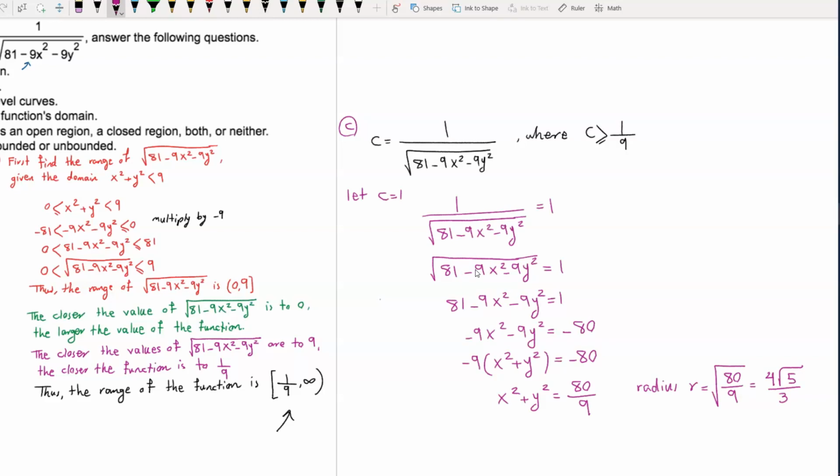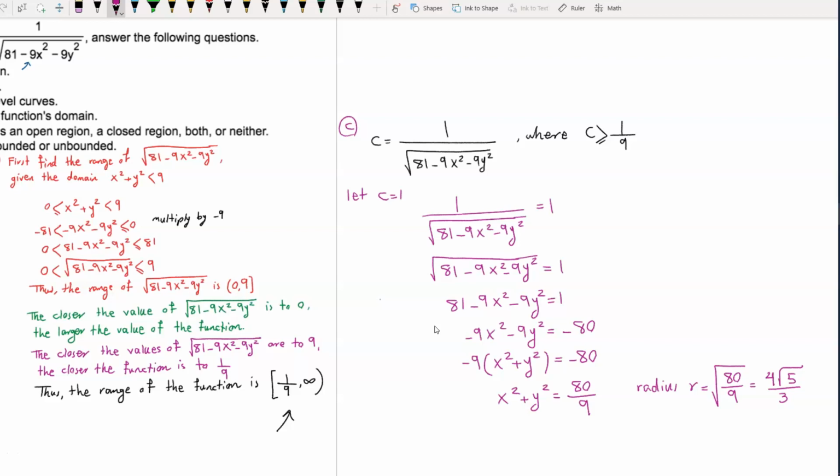So let's say c equal to 1. So we choose different values of c to plot the level curves of the function. So here we have 1 over the square root of 81 minus 9x squared minus 9y squared equal to 1. So this is the square root of 81 minus 9x squared minus 9y squared equal to 1, and eliminate this square root. So here we have 81 minus 9x squared minus 9y squared equal to 1. And now subtract 81 from both sides.